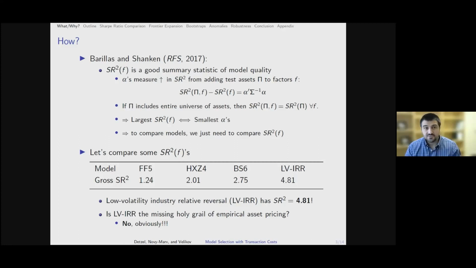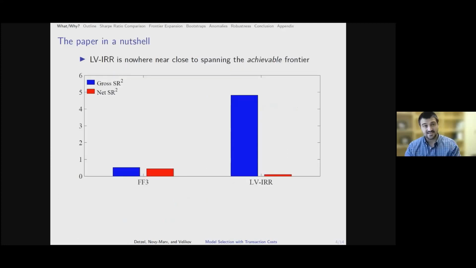So if you buy into this argument that the squared Sharpe ratio is all we should care about, you might be tempted to conclude here that we found the missing holy grail of empirical asset pricing, that we've solved the zoo of anomalies and we can move on to bigger and better things. But unfortunately, we all know that's not the case. And the reason that's not the case, and a cool way to show it, we think, is that low volatility industry relative reversals is nowhere near close to spanning the achievable frontier.